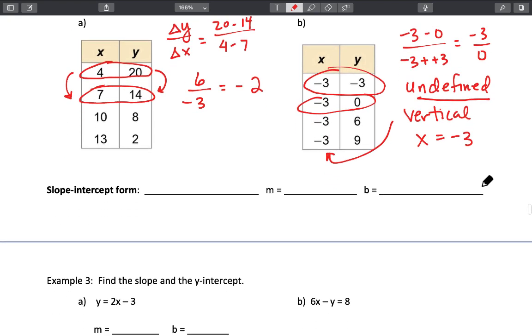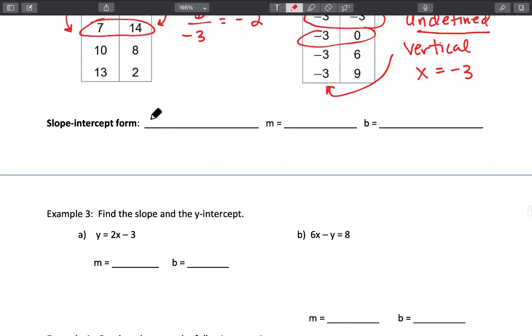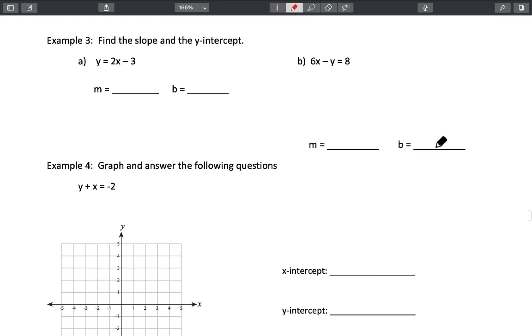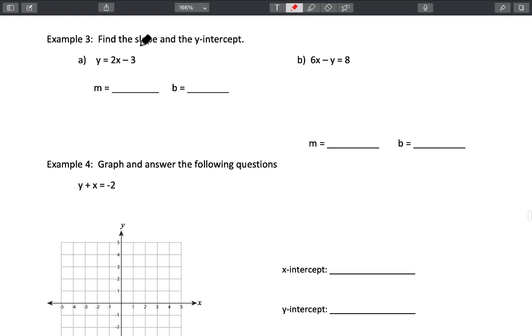All right, slope-intercept form, as a little bit of a reminder, was y equals mx plus b, and our slope was given by the number or the coefficient in front of x, that's the m variable, and b was our y-intercept. Remember, our y-intercept is when x is equal to 0. All right, let's do a few examples here, and it says example 3, simply to find the slope and the y-intercept. Well, this is pretty nice.